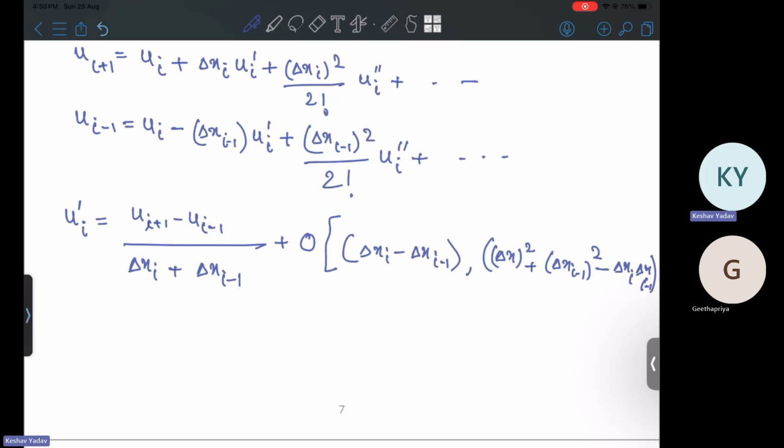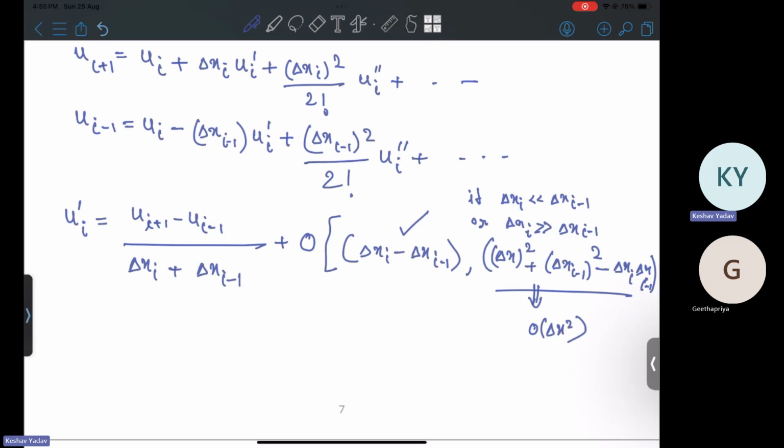Suppose delta x_i and delta x_{i-1} are close to each other, meaning we are tending towards the uniform grid. In that case, it will have order delta x. And if delta x_{i-1} is very small compared to delta x_i, or delta x_i is greater than delta x_{i-1}, in that case the accuracy will be of order delta x squared. This is what a non-uniform grid is.